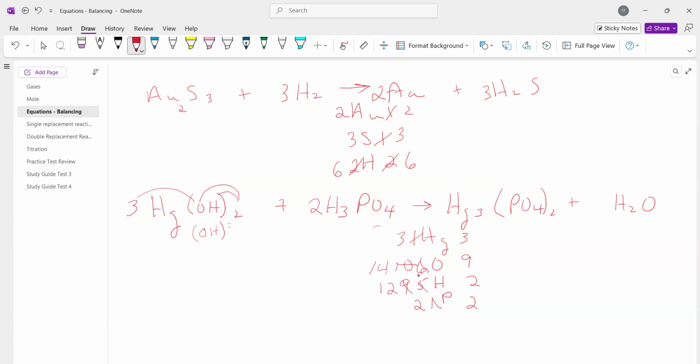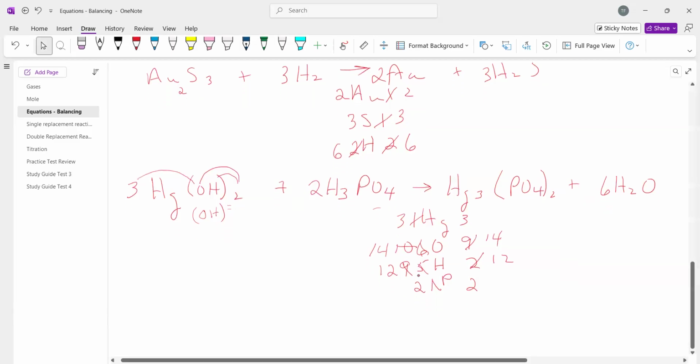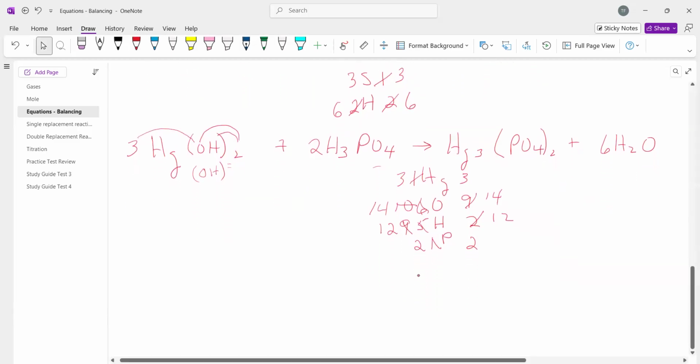So let's work on the hydrogens on the right. What do we do to that water? Put a 6 there, that makes that 12 hydrogens. That'll change the number of oxygens from 8 to 6, which is 14. And we're done. Now, let me show you a slightly different way to do this. Any questions about this guy?